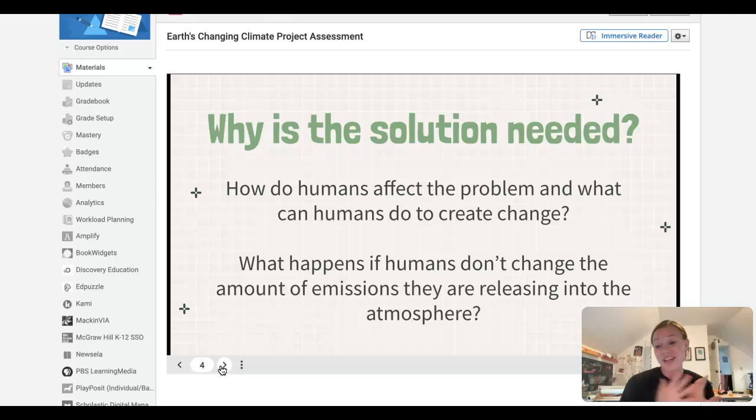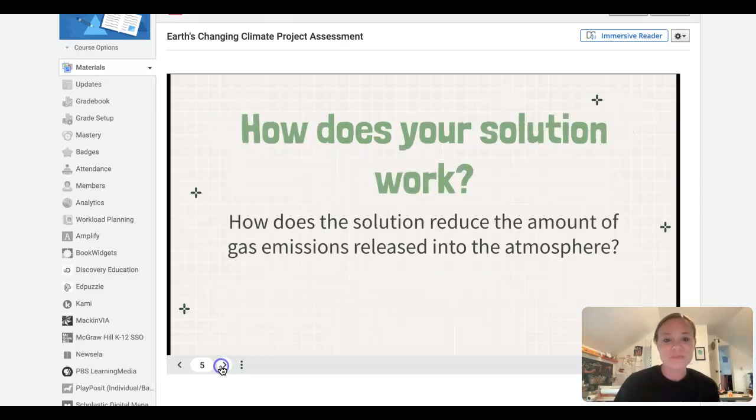What do you think is going to happen if we continue releasing emissions at the same rate that we've been releasing them? Do you think that things are going to level off, or we're going to see an increase? And if there is an increase, what does that mean for the temperature of our planet?